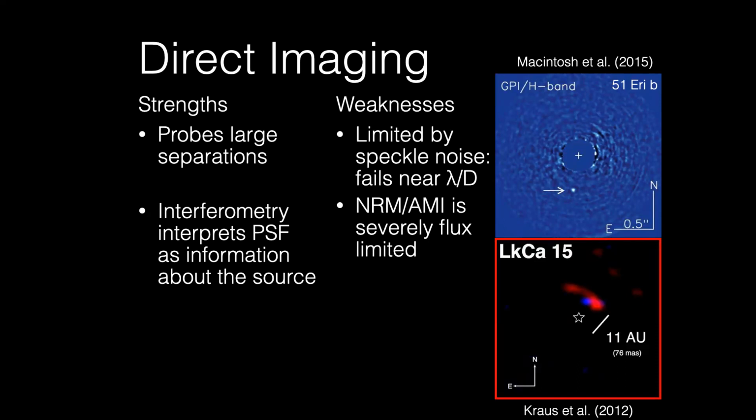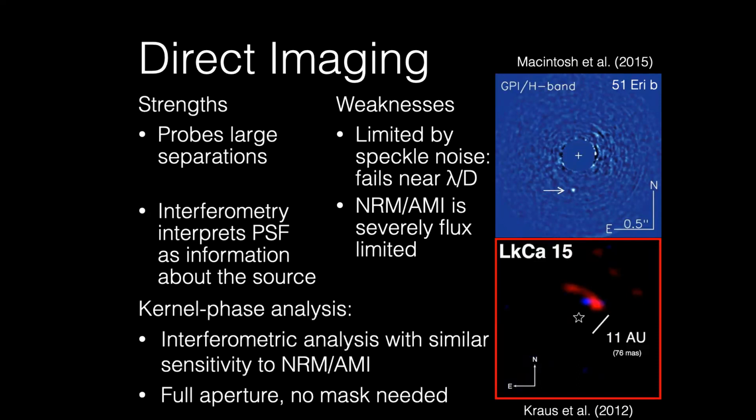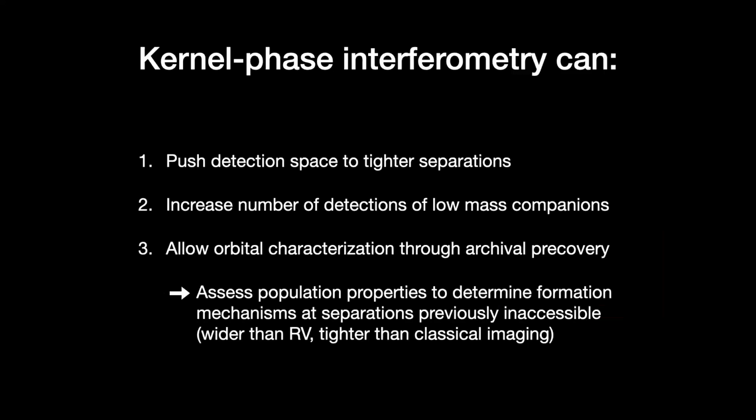And this is where the technique that I use, called kernel-phase interferometry or kernel-phase analysis, comes in. This allows you to get that really high resolution sensitivity that interferometric analysis gets you, but without using a mask. You can do this on the full, unobscured aperture of your telescope, meaning you can do it with a wide variety of instruments, and you can do it for much fainter targets. So, kind of wrapping that up, kernel-phase interferometry is going to allow us to push our detection space to closer and closer separations. Hopefully we'll find something with it and increase our number of detections.